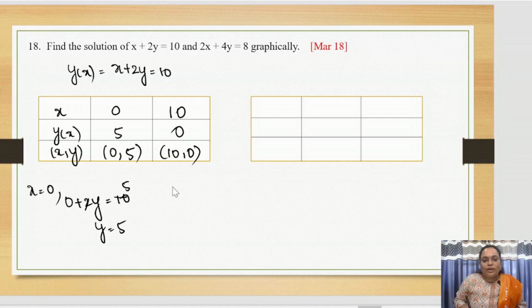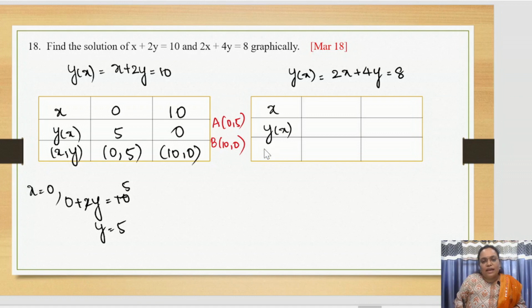So you can take the points as A of 0, 5 and B of 10, 0. Now let us find the points for the next equation, which is 2x plus 4y is equal to 8. Let us take this equation as y of x. So this is x, y of x and y coordinates. Okay. Put x is equal to 0. You will get 0 plus 4y is equal to 8.